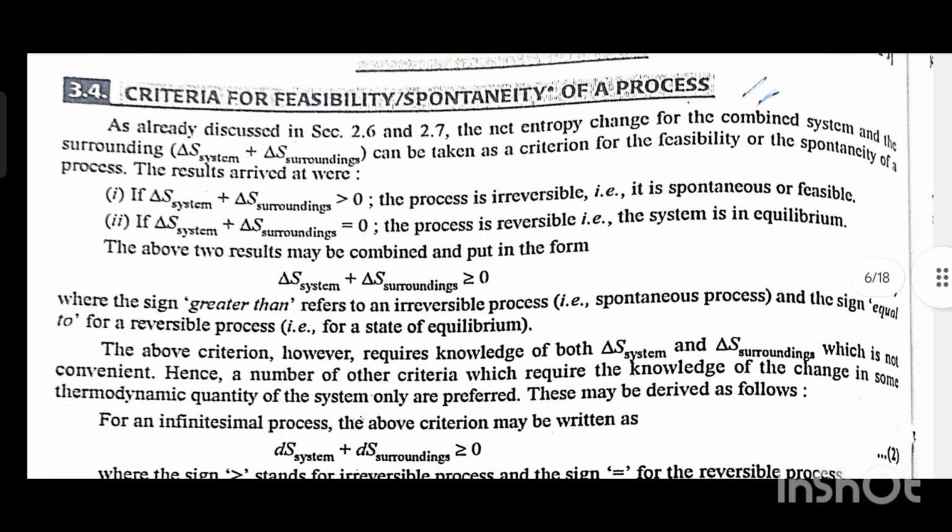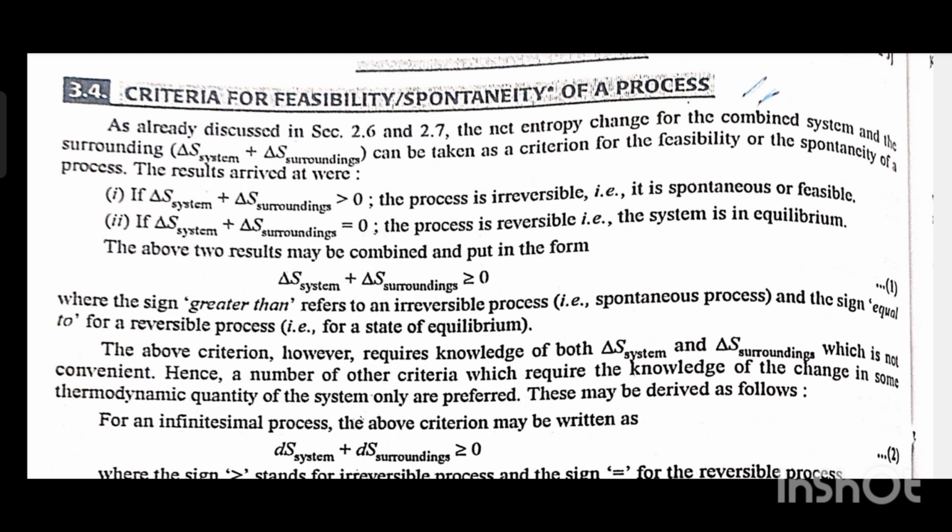Criteria for feasibility of a process. As already discussed, the net entropy change for the combined system and the surrounding, ΔS system plus ΔS surrounding, can be taken as a criterion for the feasibility or spontaneity of a process. The results arrived at were: number 1, if ΔS system plus ΔS surrounding is greater than 0, the process is irreversible, that is, it is spontaneous or feasible.